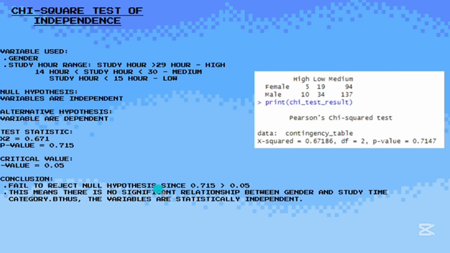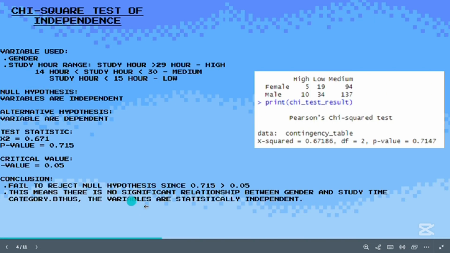So we fail to reject the null hypothesis, which means that we accept the null hypothesis, so the variables are independent. This means that there is no significant relationship between gender and study time category. Thus, the variables are statistically independent.